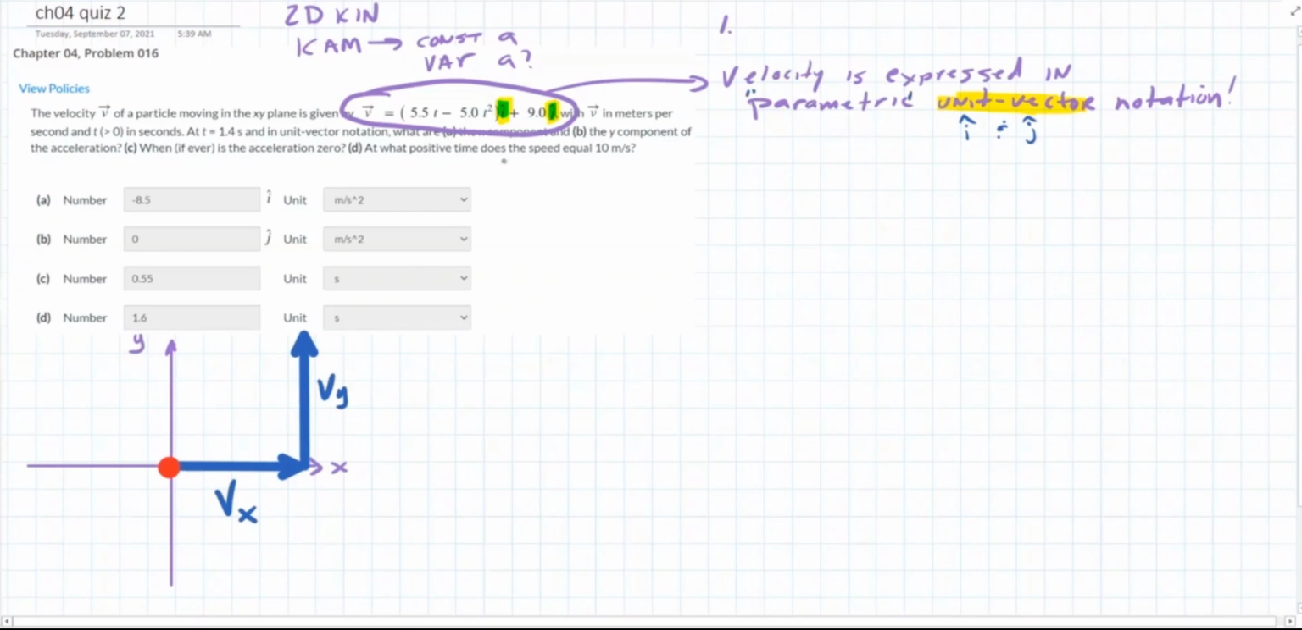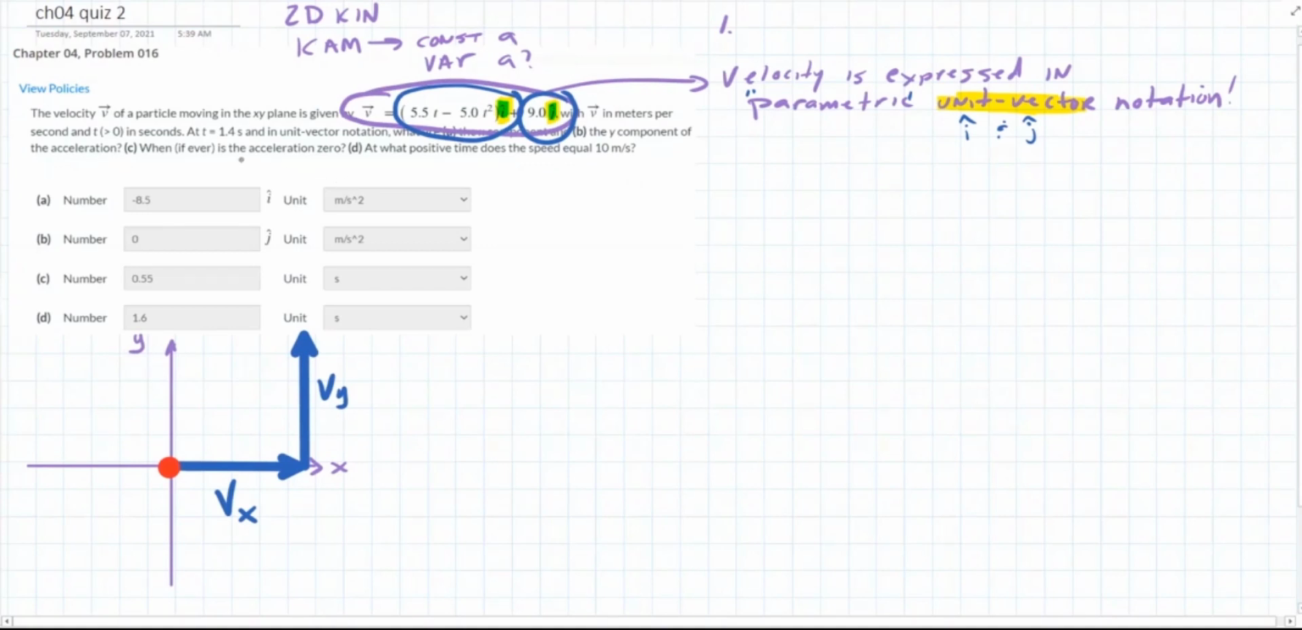Parametric means basically I have a formula for x and a formula for y. Basically, I have a polynomial, a math equation that's keeping track of my x dimension, and another polynomial that's keeping track of my y dimension. So fancy sounding term, parametric unit vector notation, but now you know why it's referred to as unit vector, and parametric just means I've got a formula for each. And you as a robotics engineer, mechanical engineer, programmer, software engineer, you do these algorithms. This is for you.